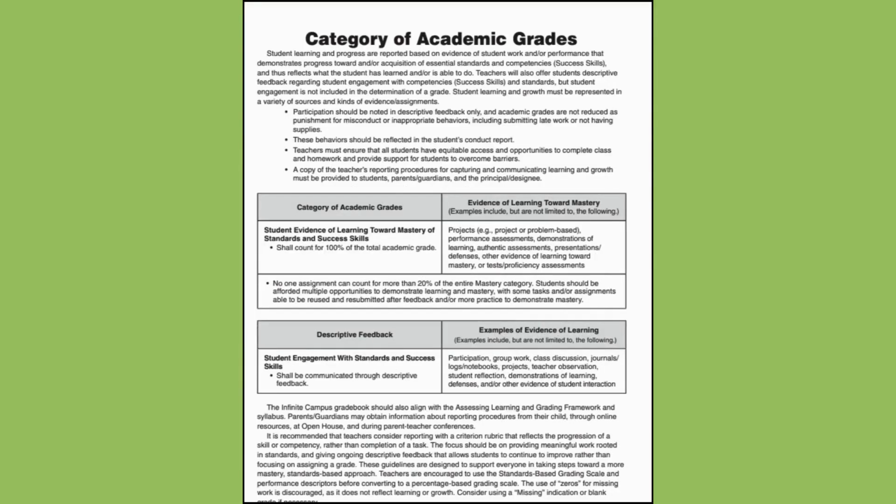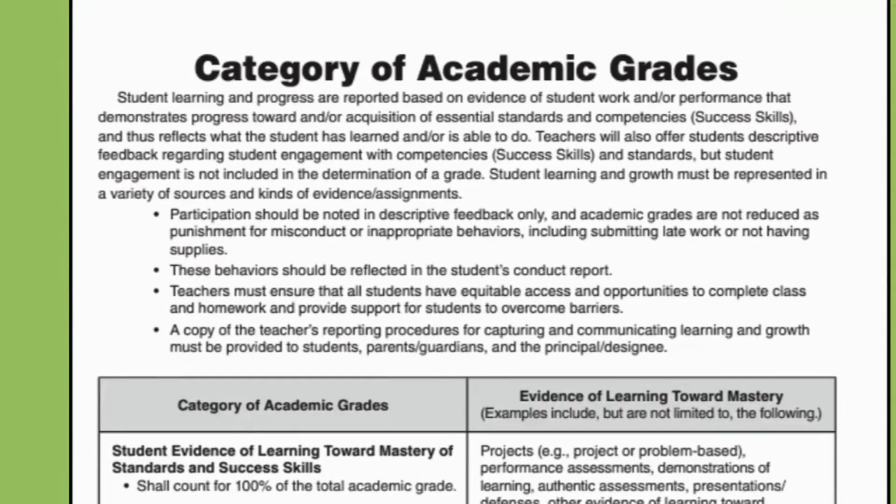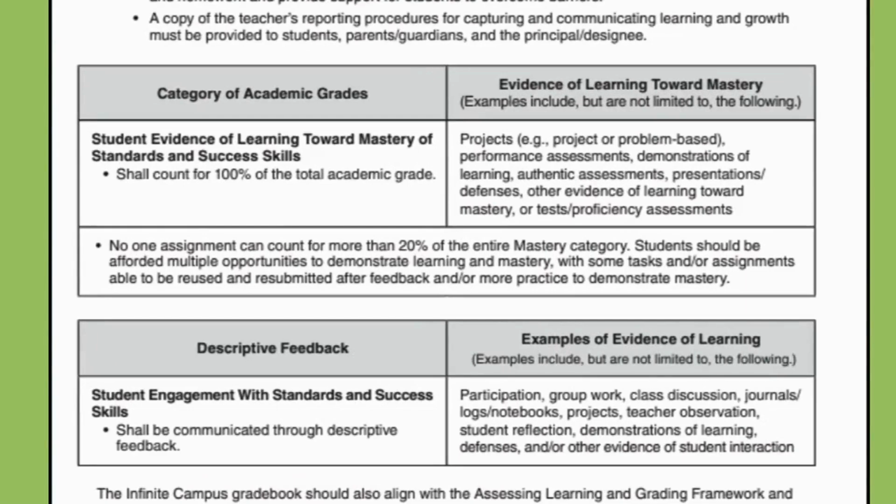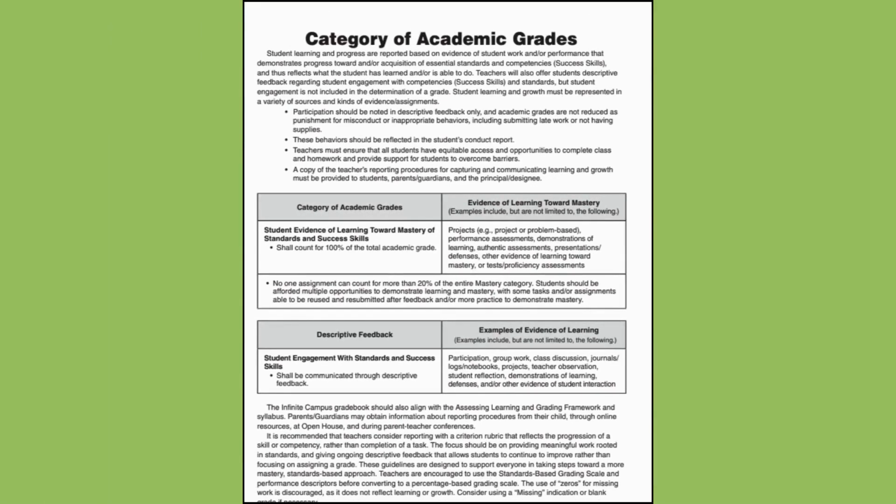As we merge into some Infinite Campus training, we will take a look at the category of academic grades. The category or categories of academic grades are where assignments or academic grades are stored in Infinite Campus. On the elementary level and middle school level, teachers only use the Mastery category to store academic grades. On the high school level, Progression and Mastery are utilized. Please see the JCPS website to review the appropriate ALGF in full detail and see your school administrator if you have additional concerns.